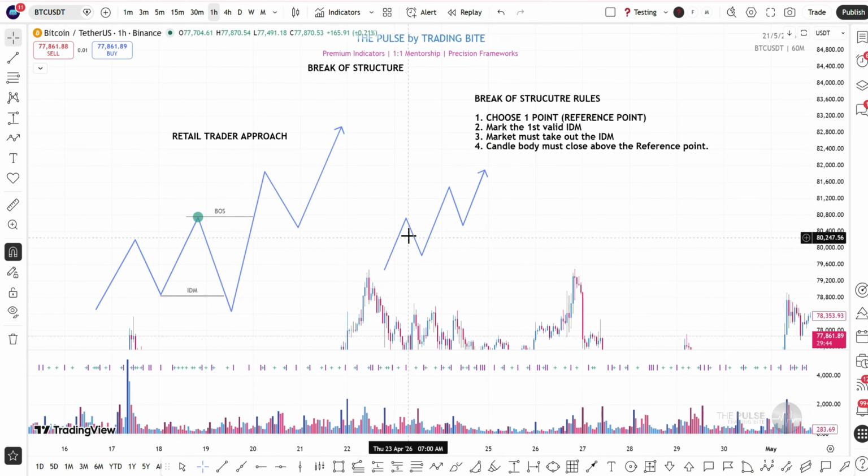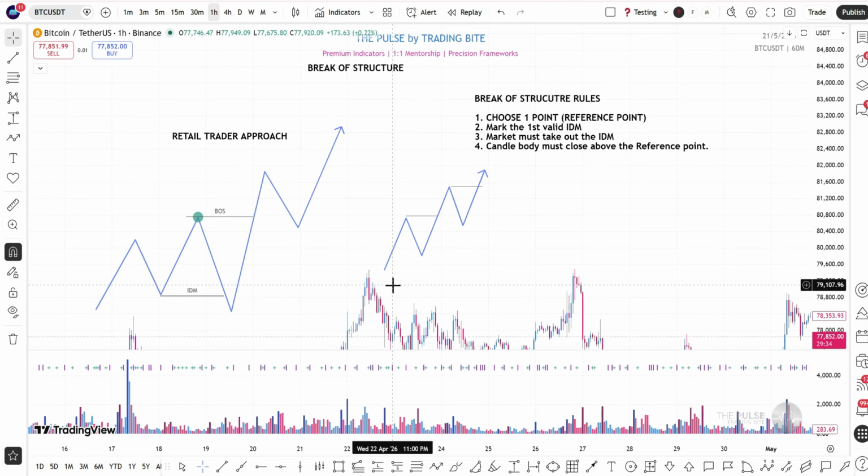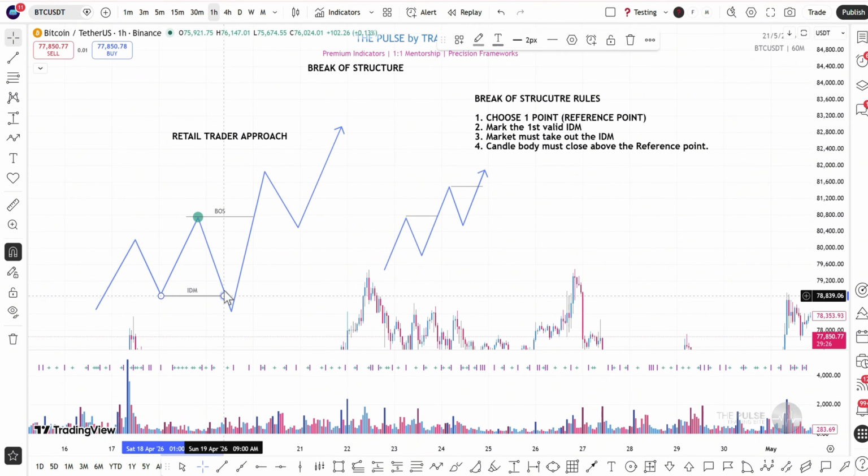So as a retail trader, we will consider this the break of structure, and this the break of structure. But as per SMC, as per smart money, we will not consider a valid break of structure until it has taken the liquidity. So at this point, the market was here, came all the way down, took the liquidity and closed above this reference point. So now we can call it a valid break of structure.